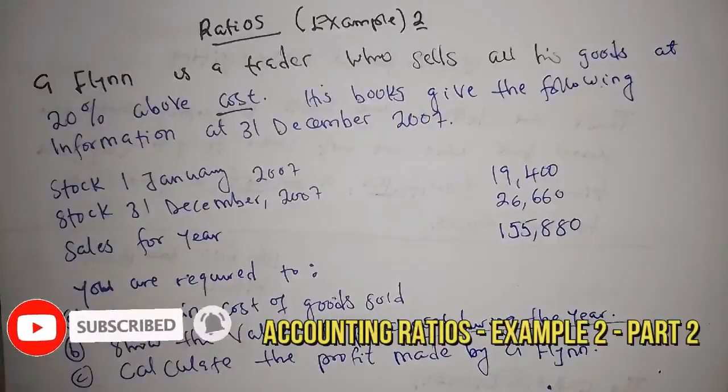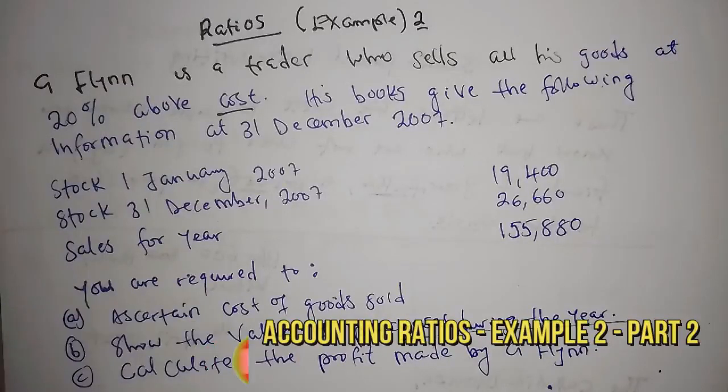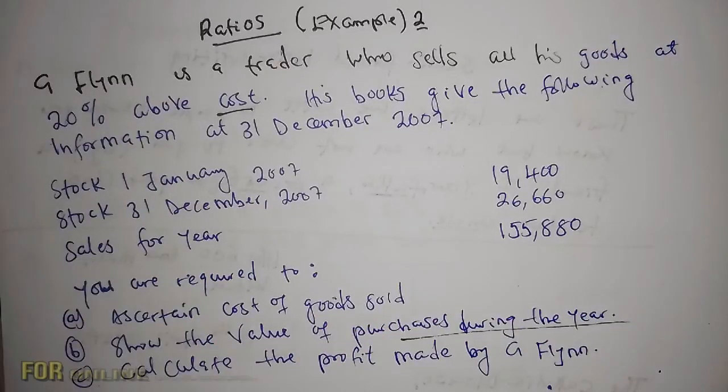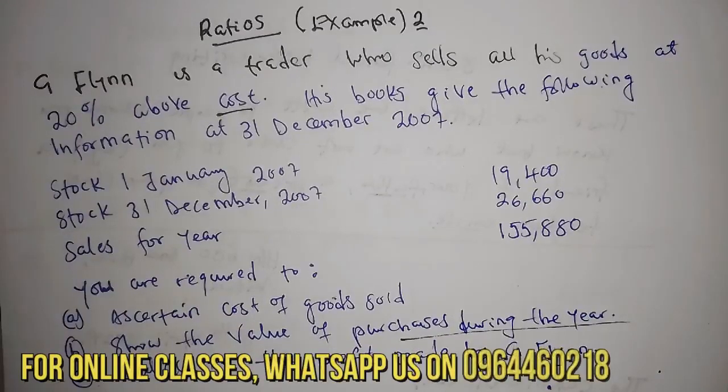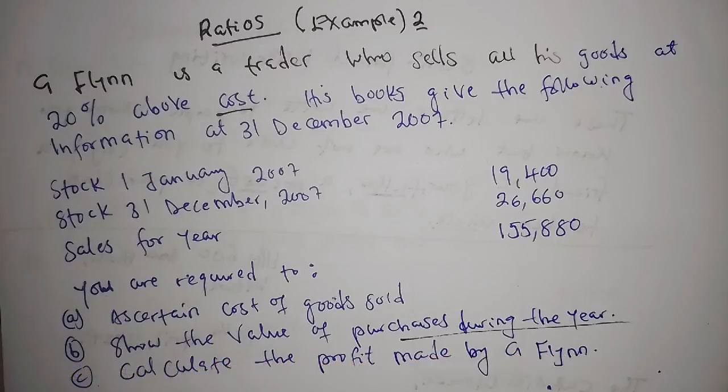Welcome to our second video on ratios, accounting ratios. Accounting ratios really just help us to ascertain some of the missing values from the books of accounting, maybe missing components, so that we can come up with a financial statement, the trading profit and loss account. So what this means is we are going to solve this and understand how you can go about it. So let us look at this one.